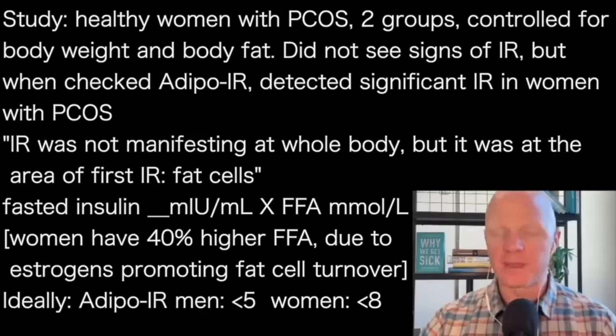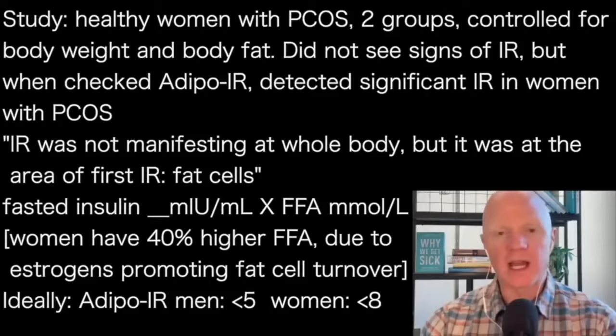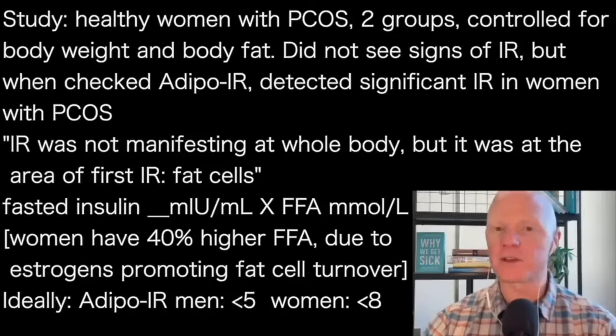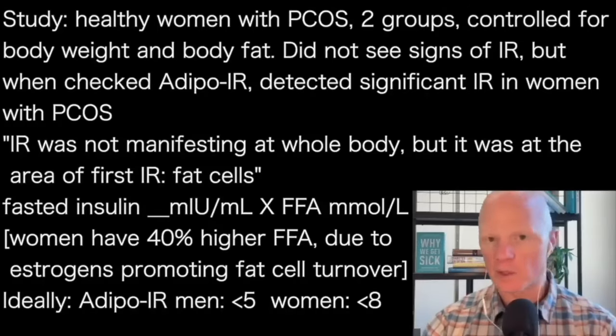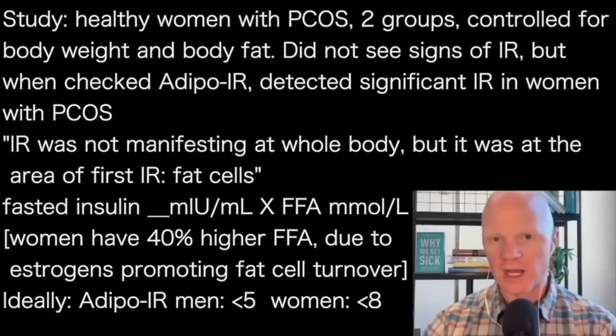In a man, that Adipo-IR score is ideally less than 5. If his Adipo-IR score is less than 5, that suggests that his fat tissue is insulin sensitive. In a woman, that cutoff is 8. It's higher. She has a little more room there because her free fatty acids are naturally higher. Men and women will have generally similar levels of insulin, but when it comes to free fatty acids, no, not similar. Females will be higher because they're fat-burning machines because of the estrogens. And so her Adipo-IR score has to account for that, and thus the cutoff is higher.